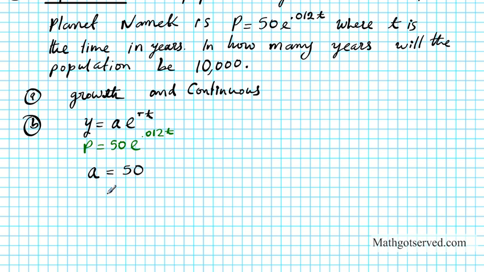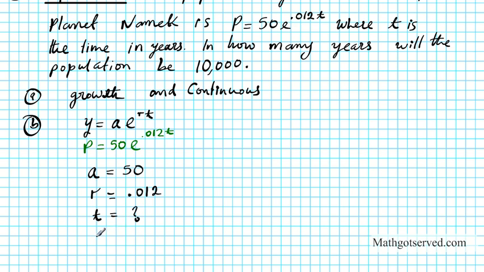Now, what's the growth rate? The growth rate here is 0.012. Notice that it is not in percent. It has already been converted to the numerical form. 0.012 is the same thing as 1.2%, so you leave it in this form, 0.012. And then the time, how long it takes to hit the target population of 10,000, we have no idea. It says how many years. That's what we're looking for.